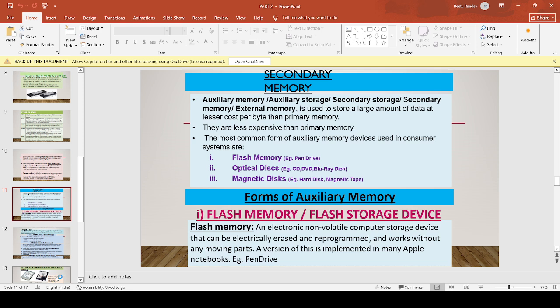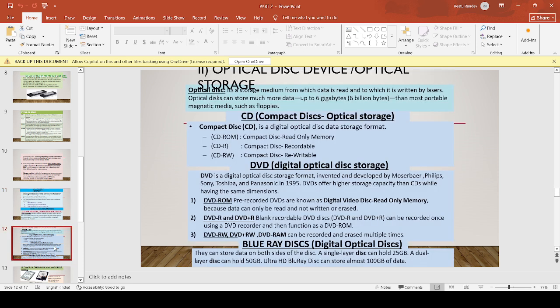Then we see the secondary memory, also called auxiliary memory or external memory, which can store a huge amount of data. They are less expensive than primary memory. They are mostly found in the form of flash memory, that is our pen drives, the optical discs like CDs, DVDs, the magnetic discs like floppy disks, hard disks, etc. So secondary memory is required when we want to make a copy of our file, our data. We can store it in secondary memory, a kind of backup. Why? Because it can store much more data and is the most portable way of storing data.